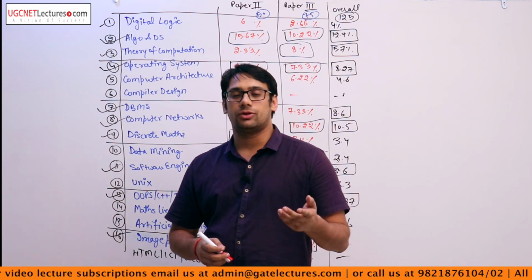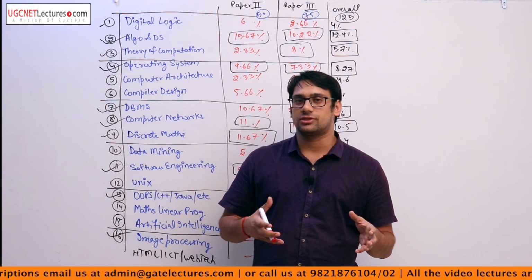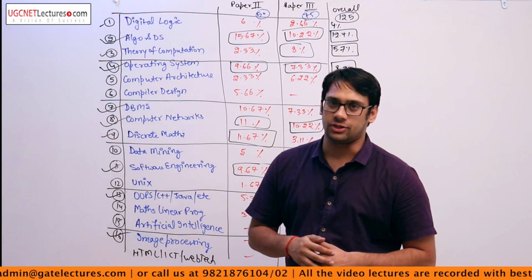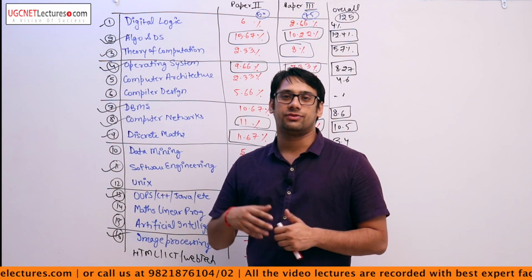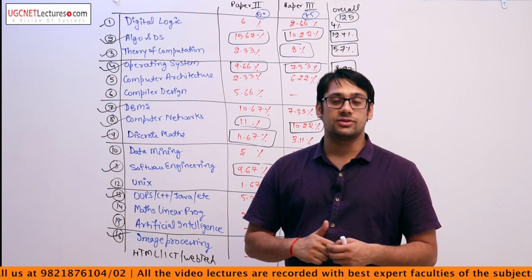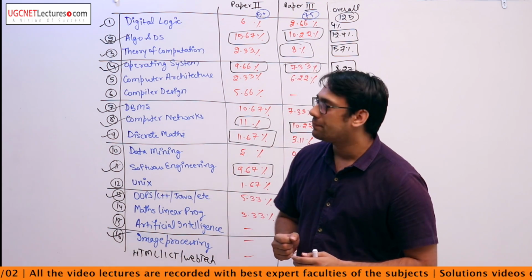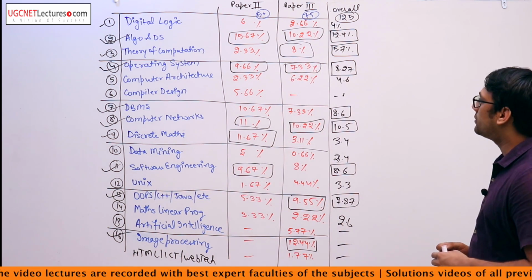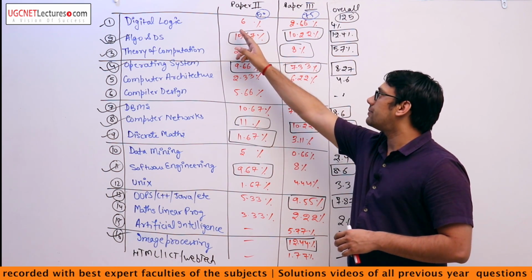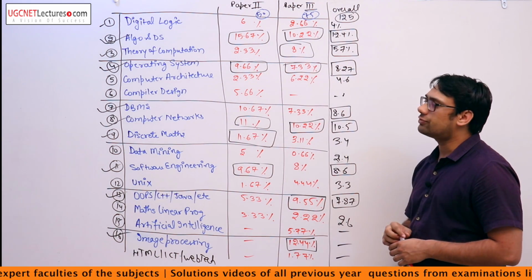I could have done it on the percentage of marks, but I found it more comfortable to discuss on the basis of the percentage of questions. Later on, if you say it is important, I can also do the same kind of analysis for marks. Now you can see that digital logic was 6% in paper 2 but 2.6% in paper 3, which is approximately 4% overall.